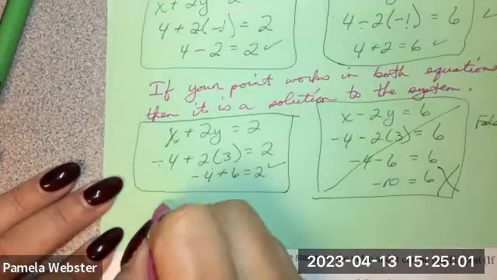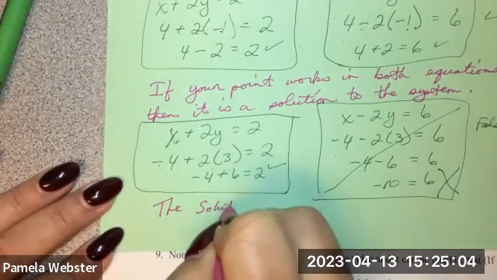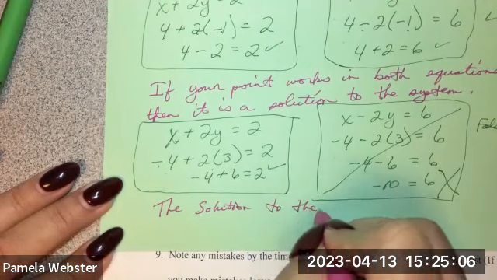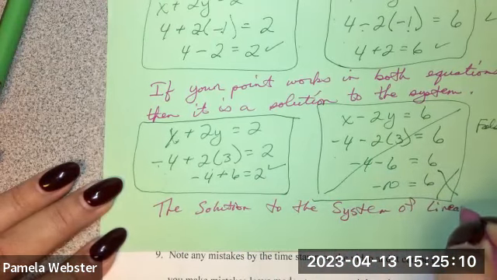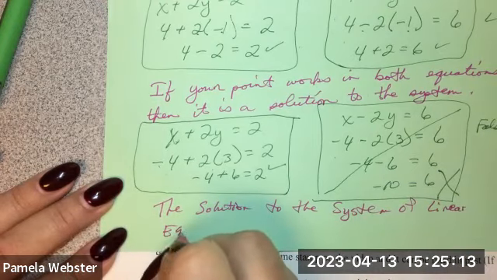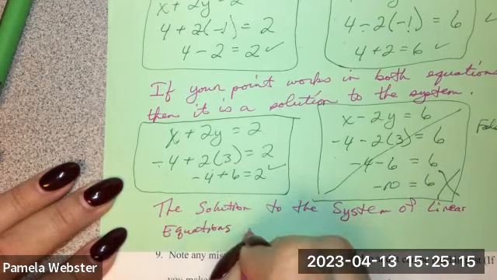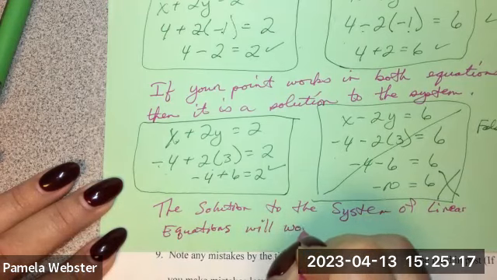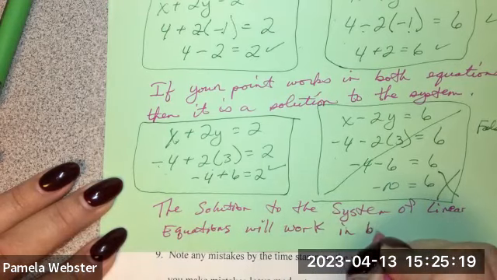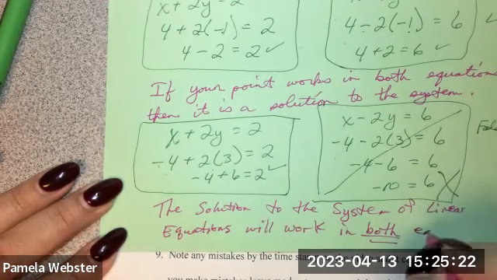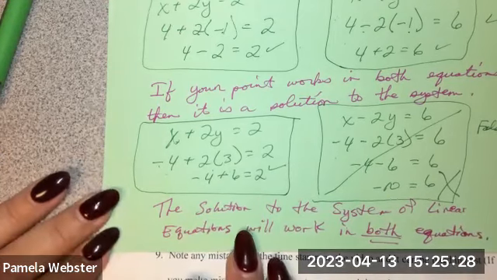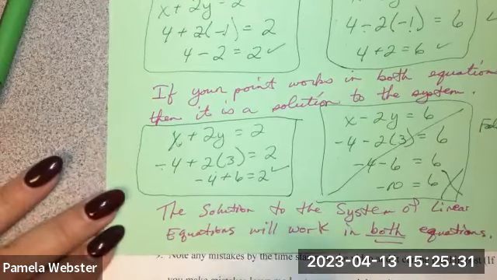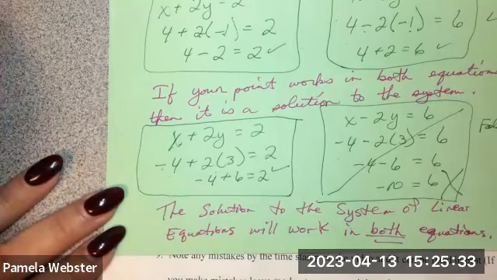So the solution to the system of linear equations will work in both equations. If it's for the whole entire system, it's going to work in both equations. That's what you know. All right. So that's very good. No issues. You can check points that way.